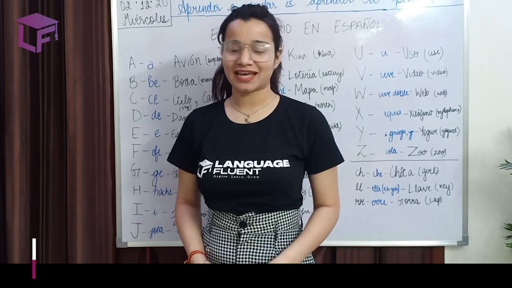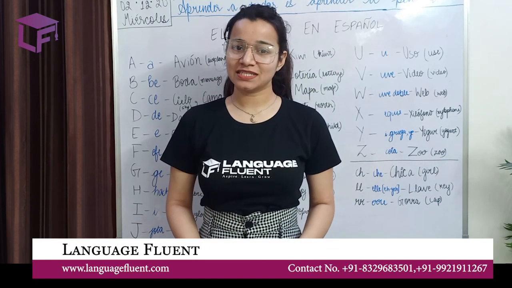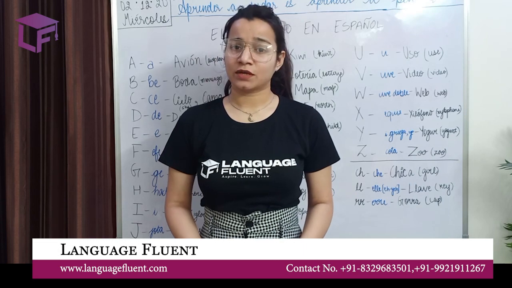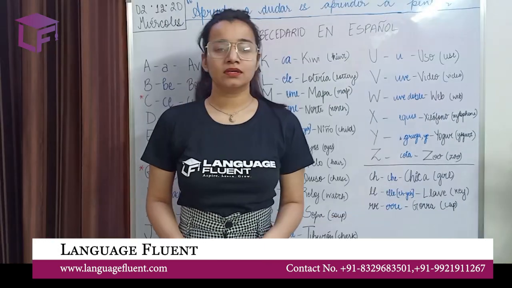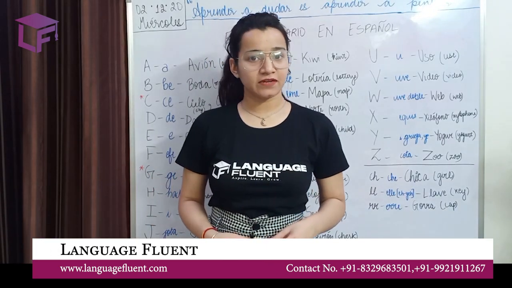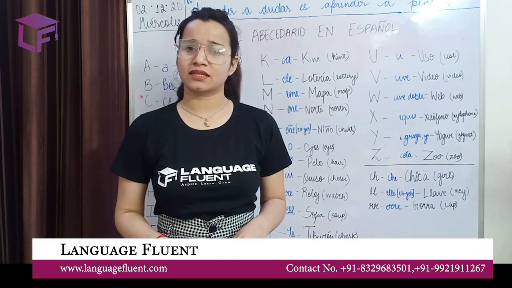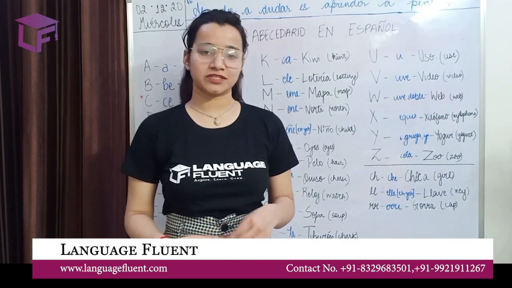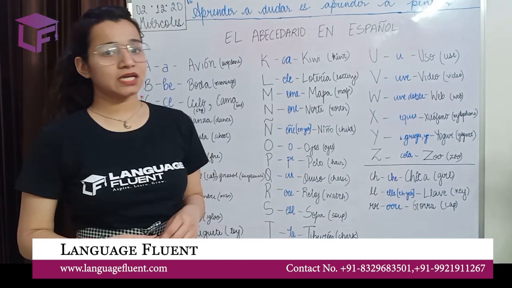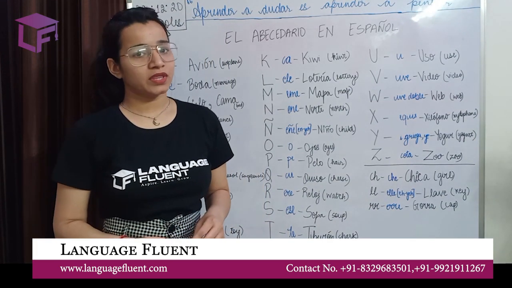I'm your Spanish tutor and today we're going to study el abecedario en español. That means the Spanish alphabet. The Spanish alphabet has 27 letters and several additional sounds, and there are also some exceptions that we're going to see further in the video. So we'll start by pronouncing each letter with an example.